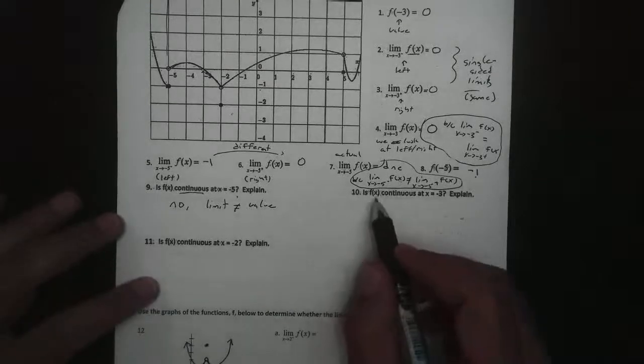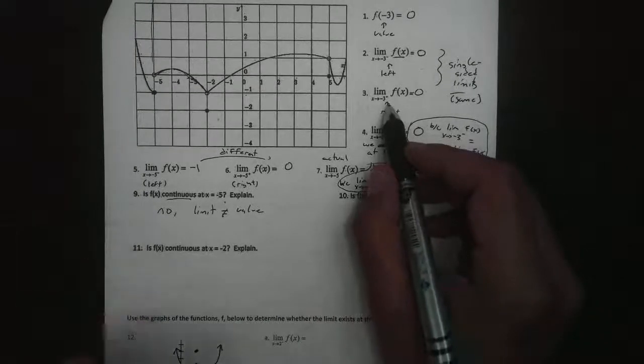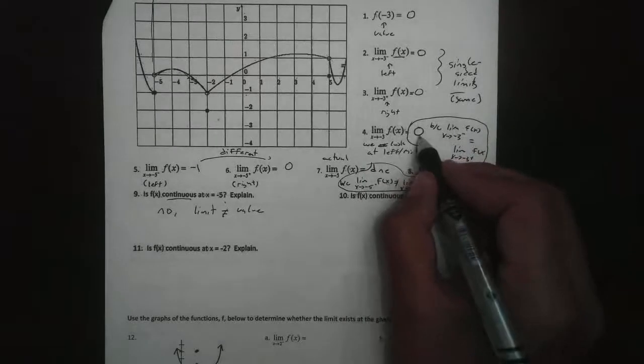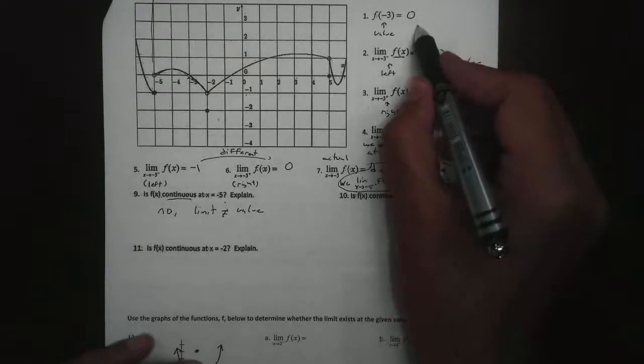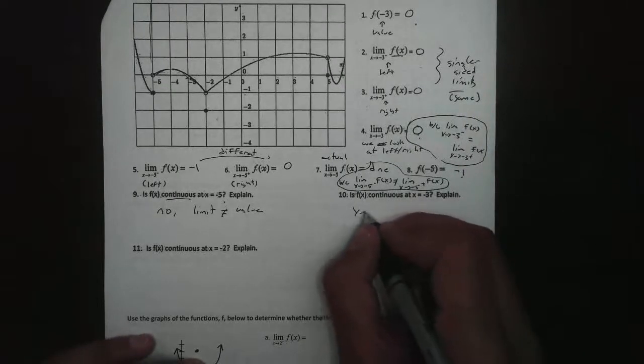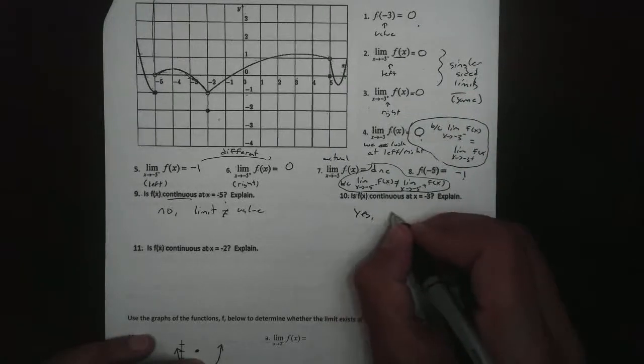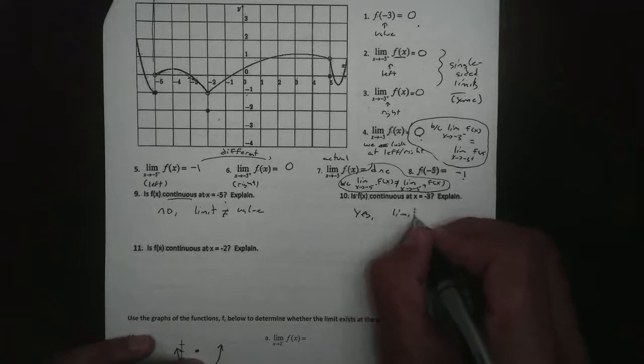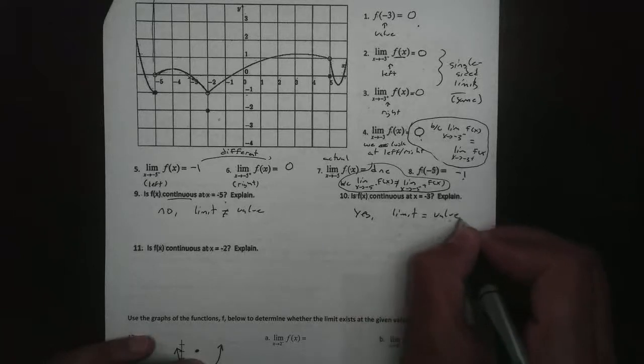Well, what about at -3? Well, let's take a look here at -3. We know the value is 0. The value is 0 and the limit was 0. So yeah, this is continuous. And that is because the limit equals the value. Again, later on we'll talk about how we really write that.